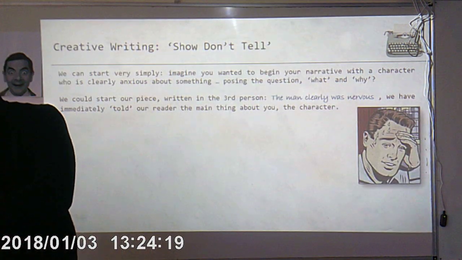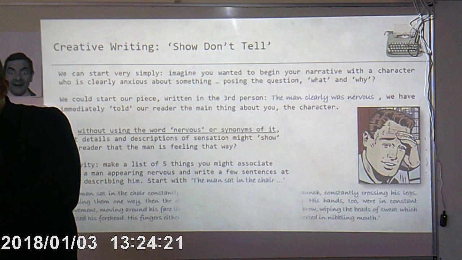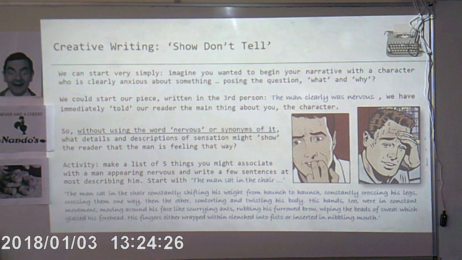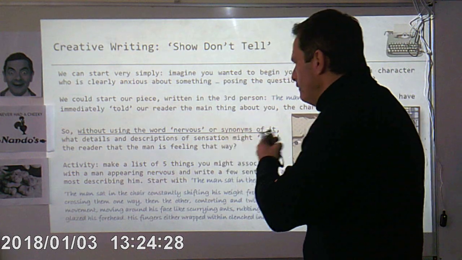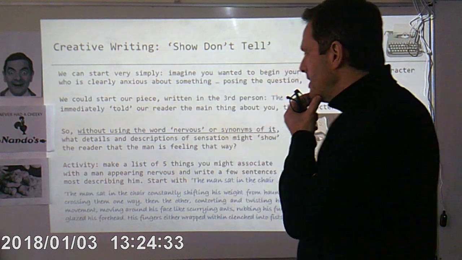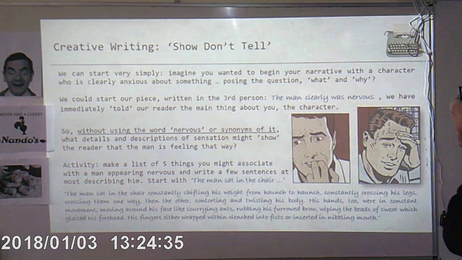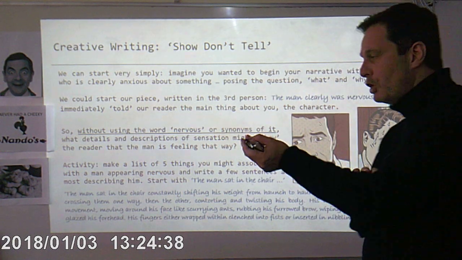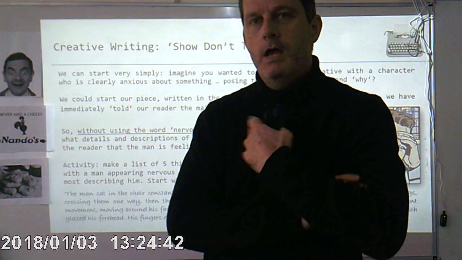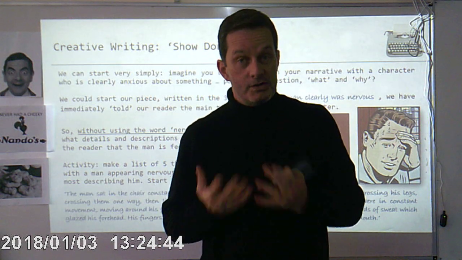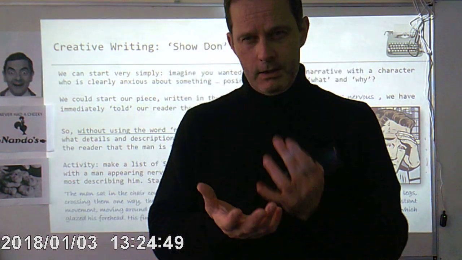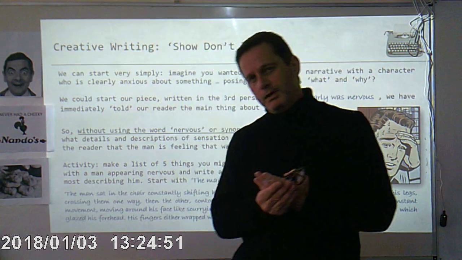However, if we look at it like this, you want to say that he's nervous or infer that he's nervous, but don't use that word nervous or synonyms, so words which are similar or the same. What details and descriptions of a sensation might show that a particular person is feeling the way that they are? So if you go through that sensation of saying, what does it feel like to be nervous? What is the physical sensation of feeling nervous?